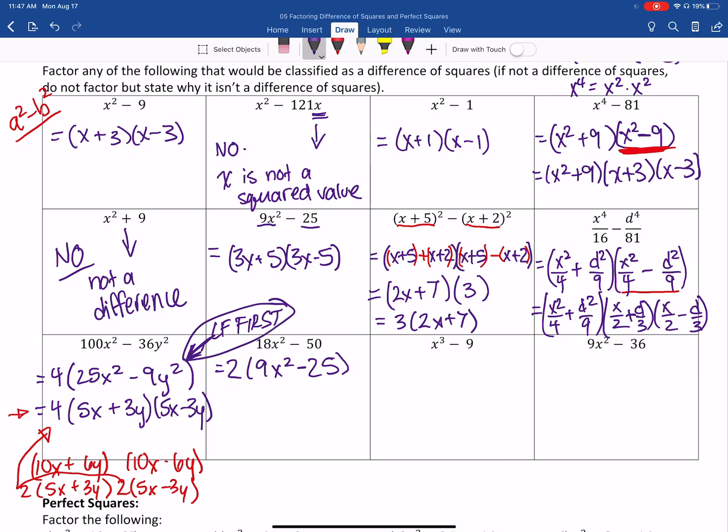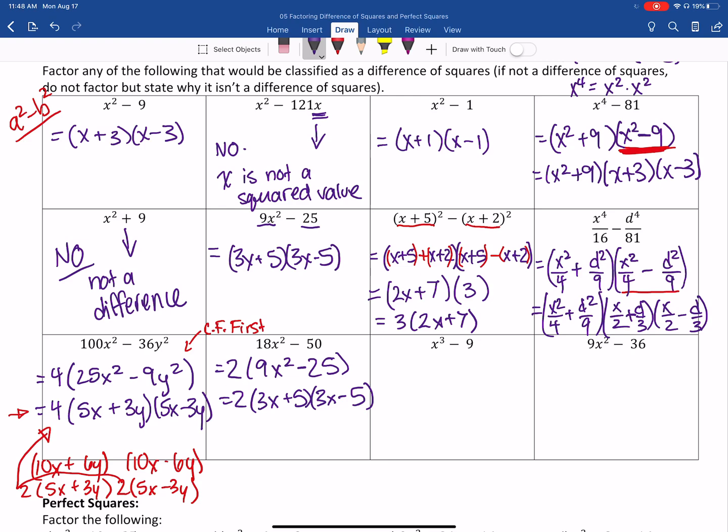Okay. I'm going to write that in a different color. There we go. Back to this question. Now we can common factor. So we've got 3x, 5 and 5. One is positive, one is negative.